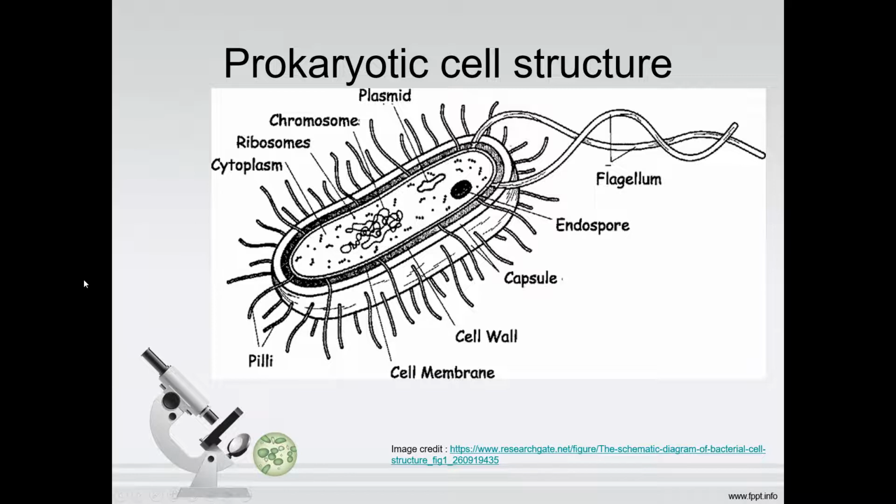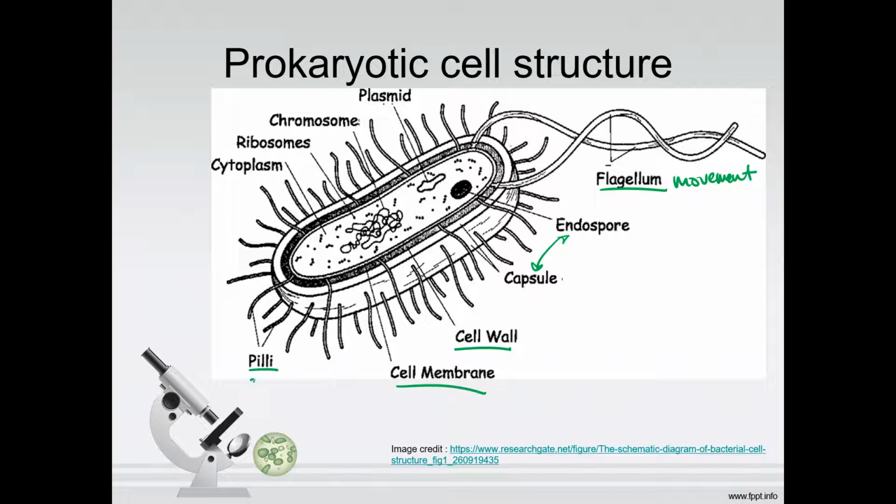Here's another image of prokaryotic cells with a little bit more stuff. So again, we've got that flagella. That's all about movement, how the bacteria can swim a little bit. Endospores, capsules, these are just different ways that the bacteria can protect themselves. They do have that cell wall. There's a cell membrane just inside the cell wall.